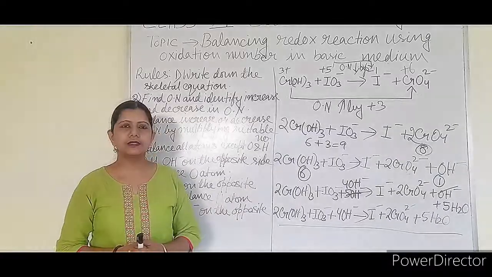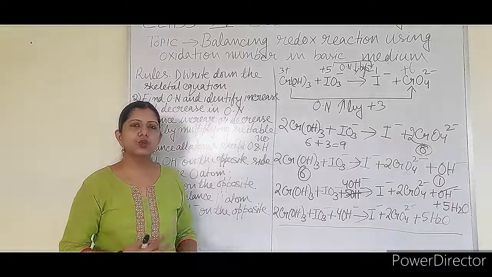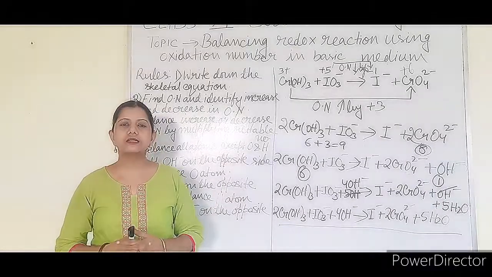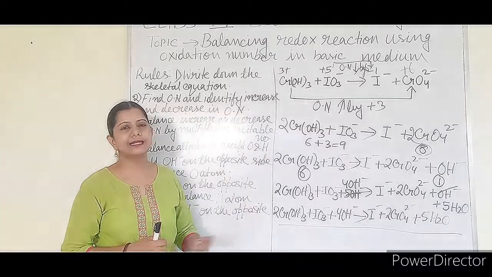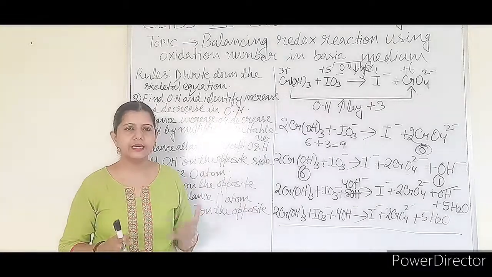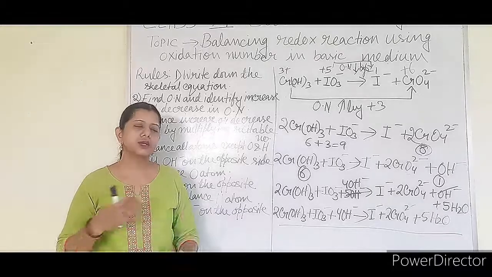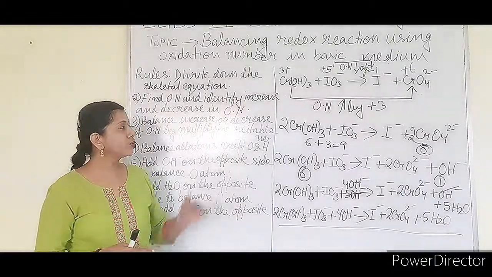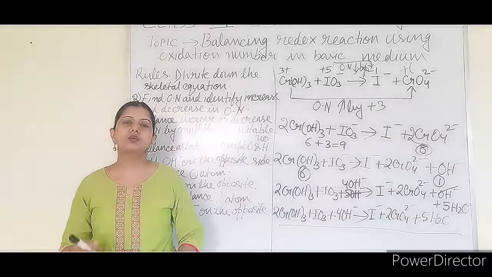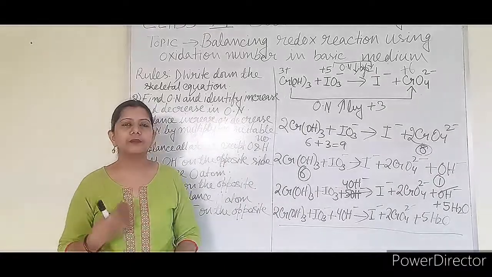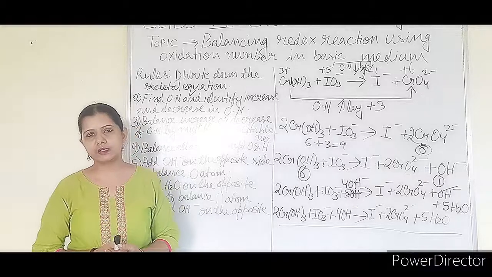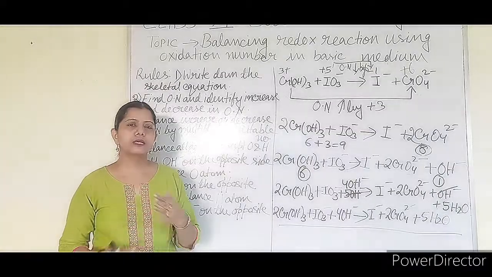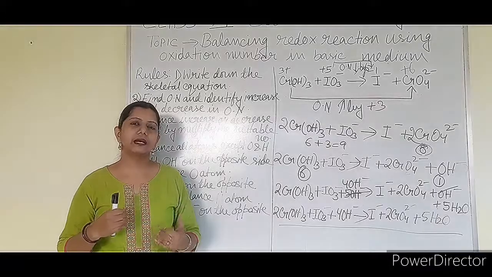So I hope you have understood. Use these rules to balance the redox reaction using the oxidation number method. This is very easy. Try to recall the rules. Try to practice more and more. If you practice more and more, then you don't have to write all the steps, you can do it directly. But in the beginning, when you are balancing redox reactions, you have to follow the steps so that it goes inside your mind properly.